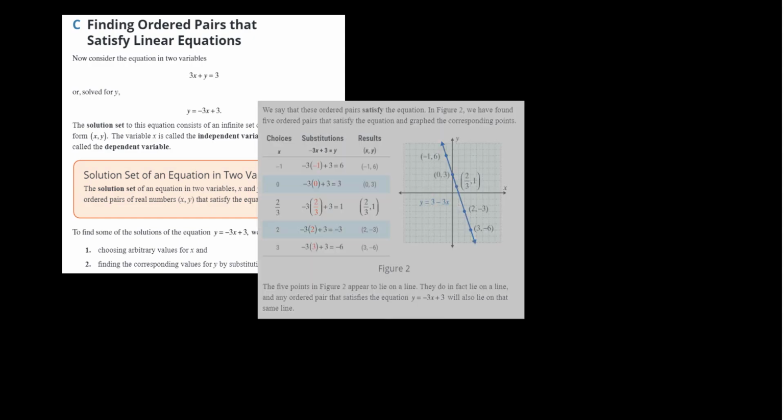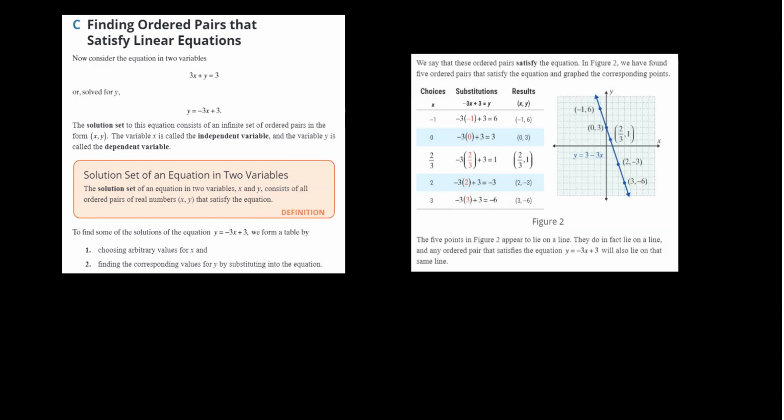Alright, so next up we have finding ordered pairs that satisfy linear equations. So let us consider the equation in two variables, 3x plus y equals 3. And if we solve for y, we subtract 3x from both sides, we end up with y equals negative 3x plus 3. The solution set to this equation consists of an infinite set of ordered pairs, and again, infinite because there are an infinite amount of solutions to this problem of ordered pairs in the form x, y.